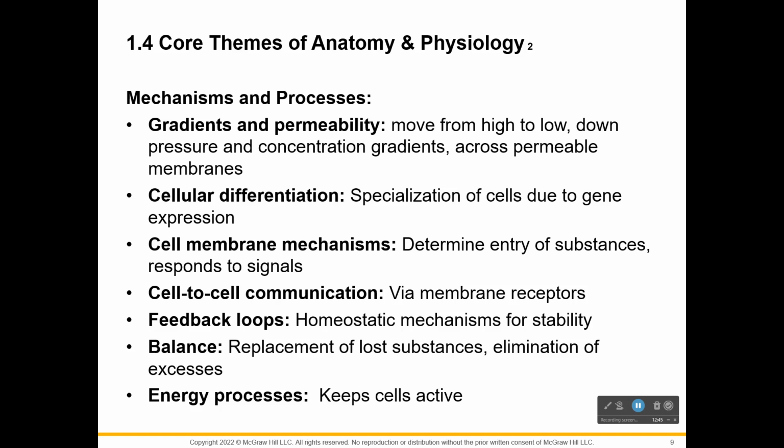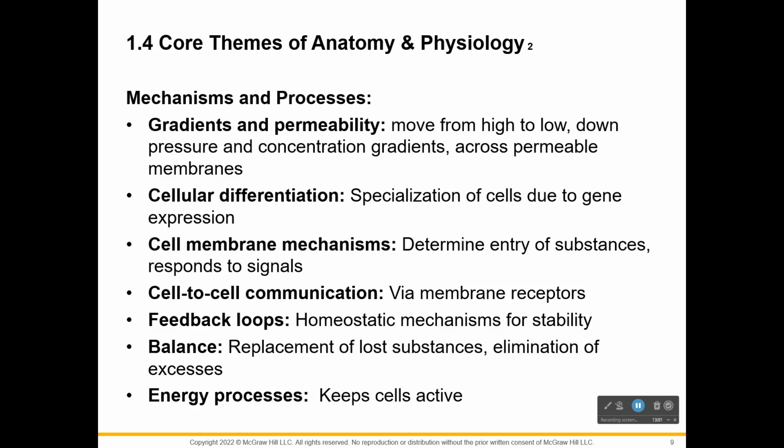The cell membrane, we're going to find out, is very important because it determines what can come into the cell and exit the cell. It also allows the cell to respond to signals and communicate with other cells, which is why we see cell-to-cell communication.